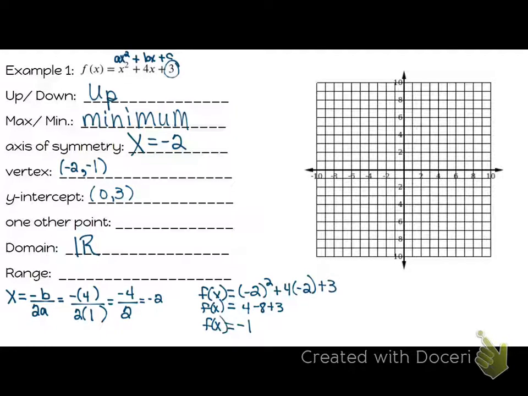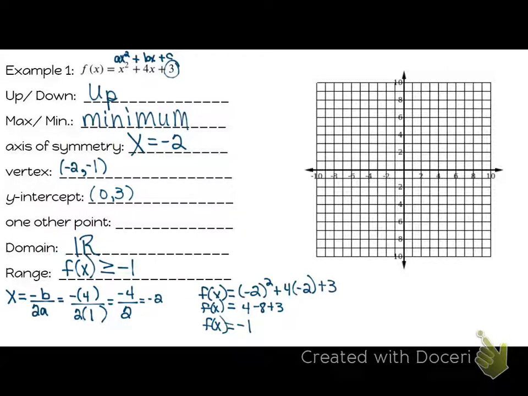f of x is greater than or equal to -1. Where did that -1 come from? The y value. Not the y-intercept, the y value in my ordered pair.